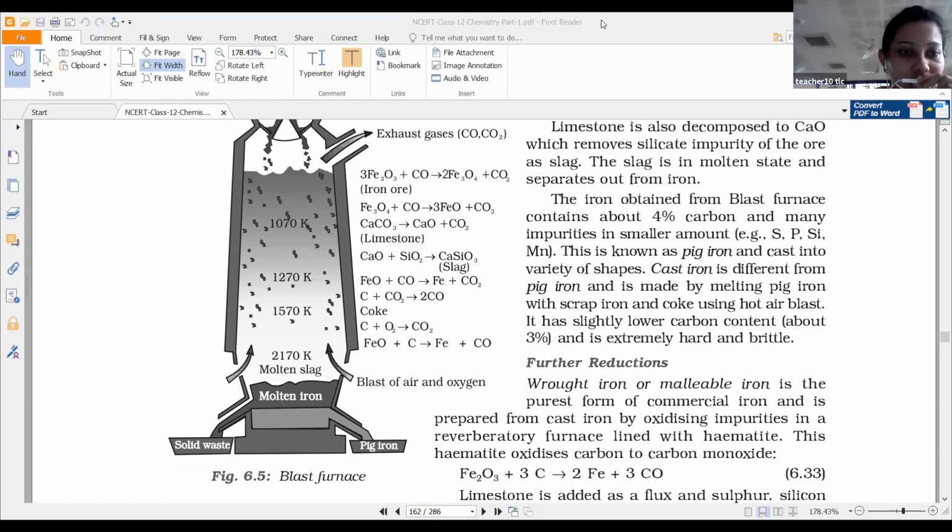CAST, cast iron. What is the composition of cast iron? Cast iron is the one where you have decreased the carbon content. So cast iron contains 3% carbon. Remember, cast iron contains 3% of carbon. Then it is a little hard compared to that of the pig iron.